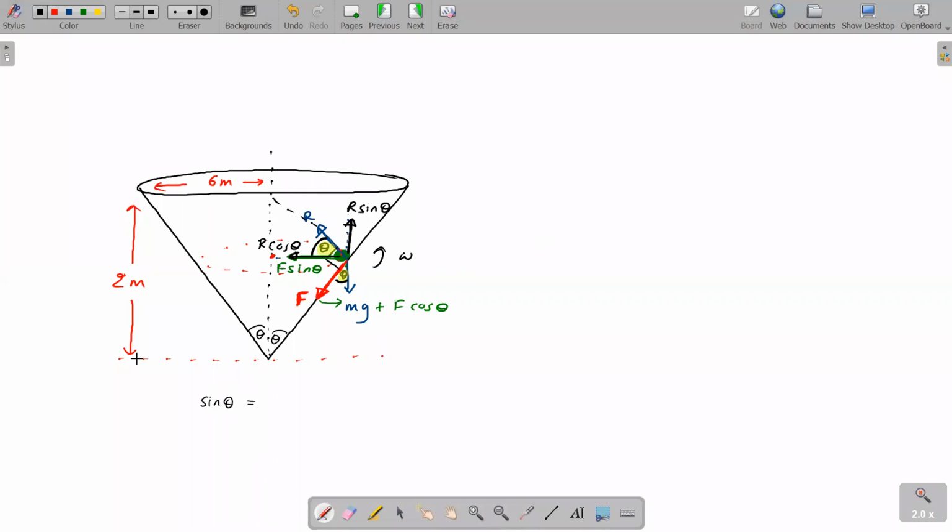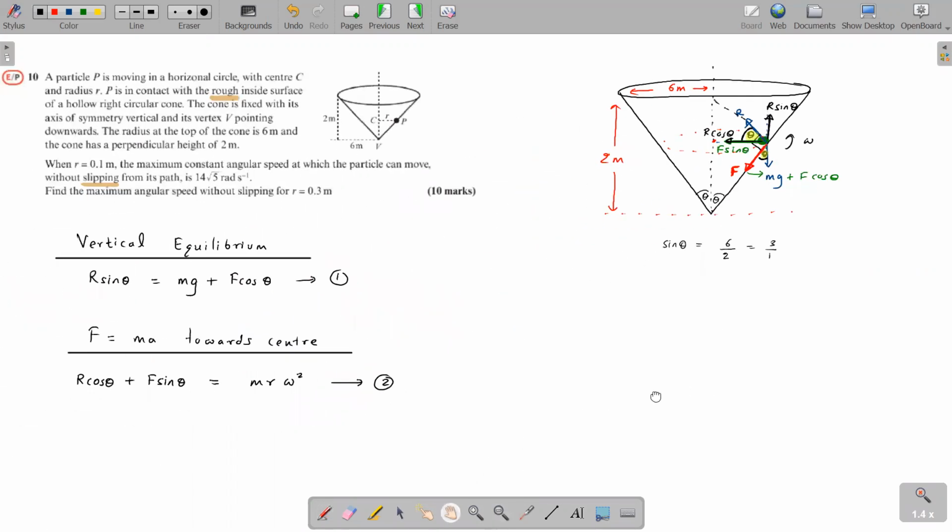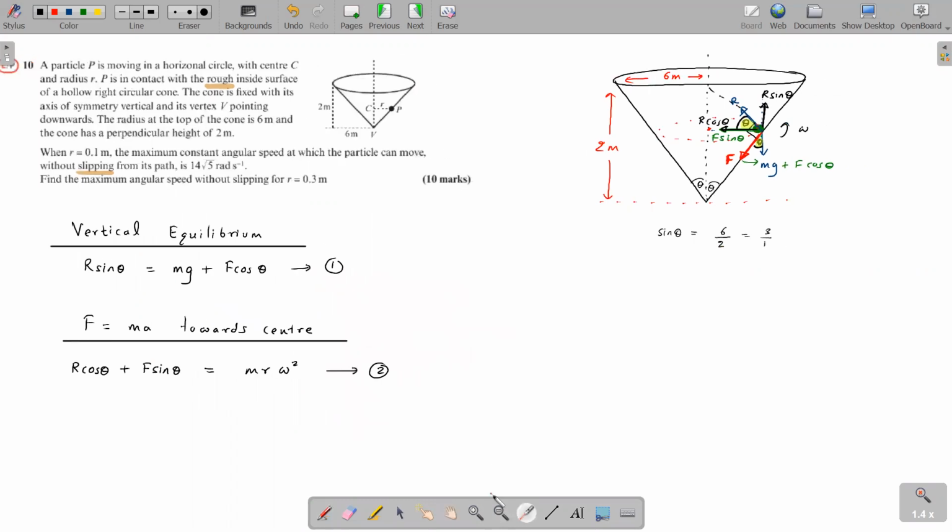Sine is opposite over hypotenuse. So opposite is 6/2, which is basically 3/1. So cos theta and theta can be found in this manner. But this is just one way of doing the sum. You could use the sine and cos ratios over here, solve simultaneously and get the R and F values. But that's not what I'm going to do here. I'm going to do this in a short way.